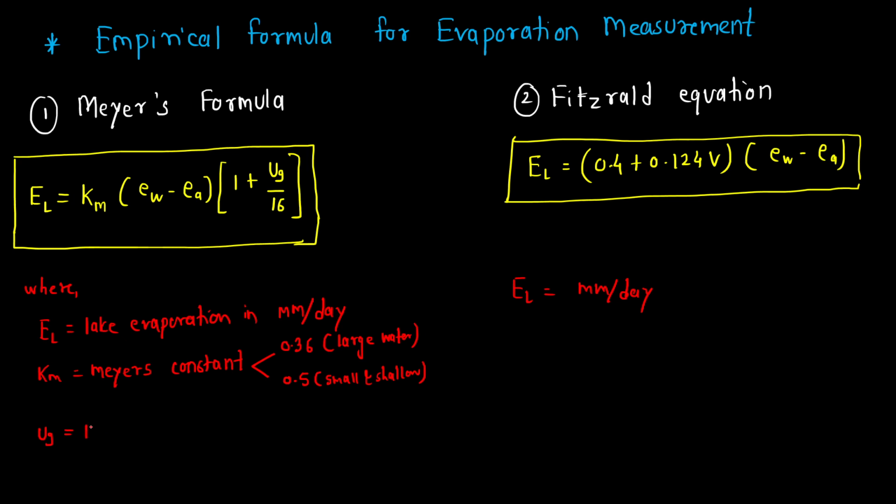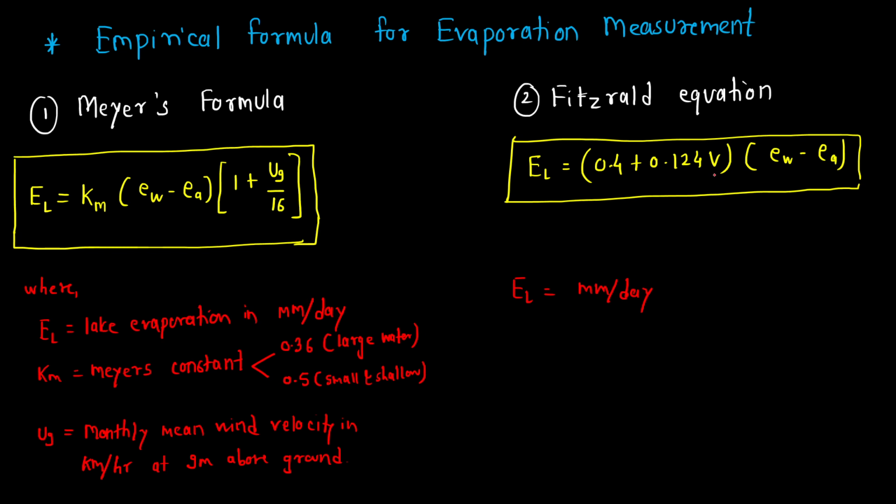U9 is the monthly mean wind velocity in kilometer per hour at 9 meter above ground. So that is the meaning of U9 here. Okay, so that's it with this.